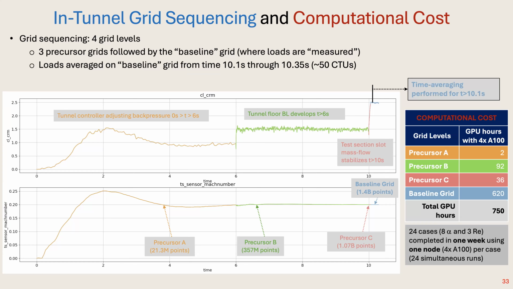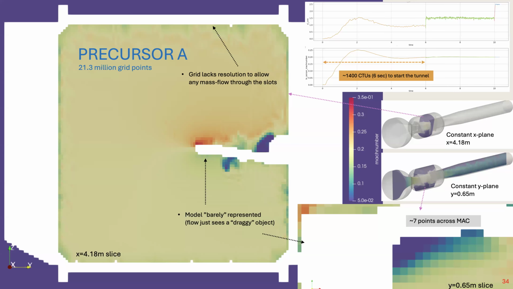And the total GPU hours for this case is 750 hours. Again, that's not a turnaround time with 4 GPUs per hour. You can get this in about a week using 4 GPUs on each node, but you can do this simultaneously. If your angle of attacks is 8, and if you are doing 3 Reynolds numbers, 24 cases, you can run in 24 different nodes and get the whole thing in 1 week.